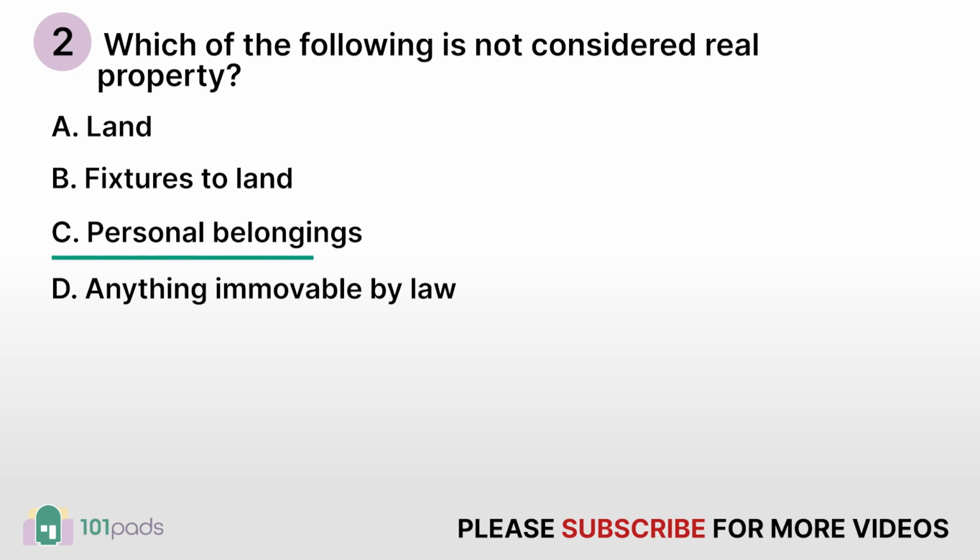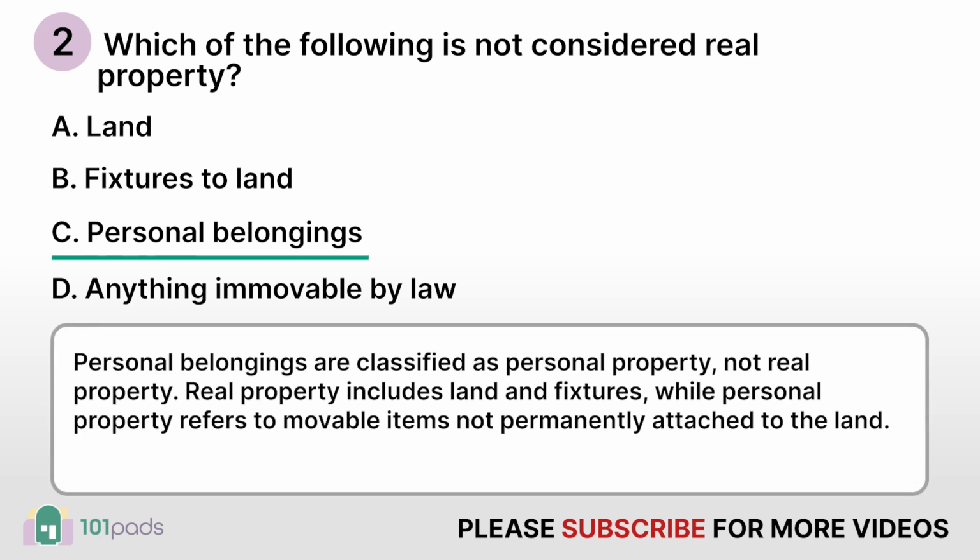The answer is C. Personal belongings. Personal belongings are classified as personal property, not real property. Real property includes land and fixtures, while personal property refers to movable items not permanently attached to the land.